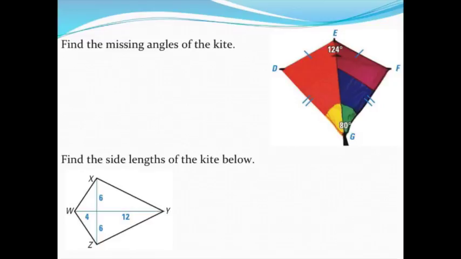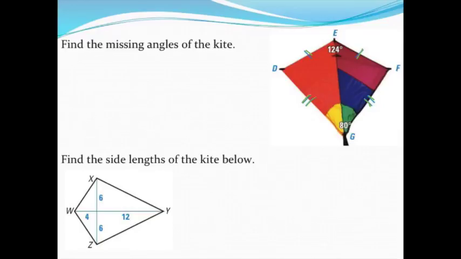One of the properties I know about kites is that they have exactly one set of congruent angles. So in this first diagram, I'm given a kite. I can see that I have two sides that are congruent and next to each other, and then two more sides that are congruent and next to each other. That's what makes a kite a kite. So I'm asked to find the missing angles, which are angles D and F.